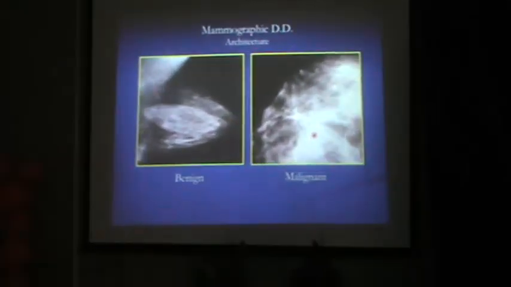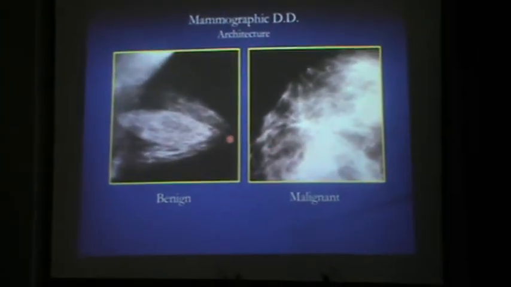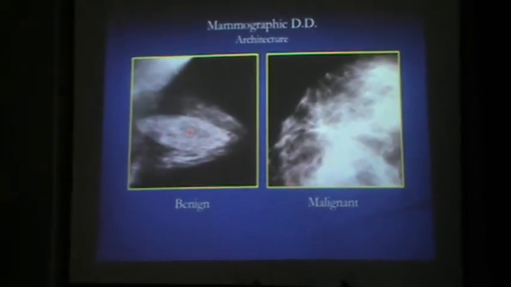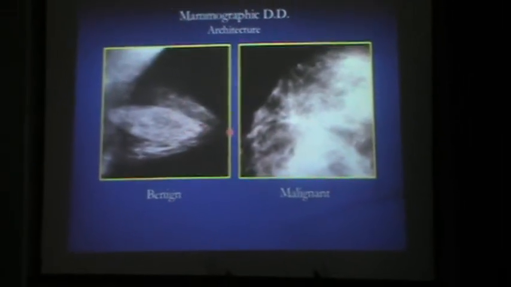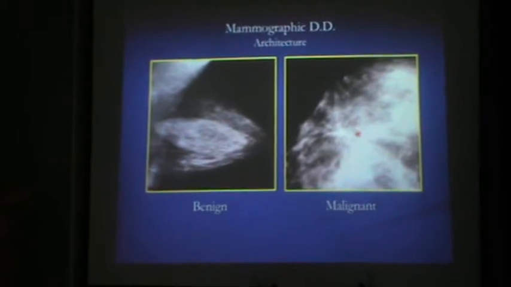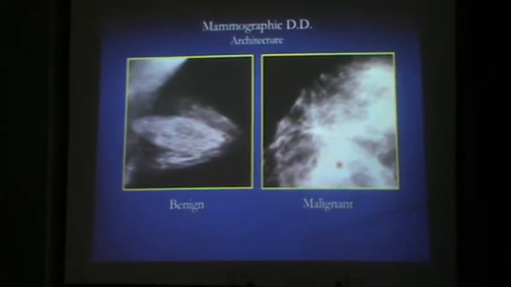Mammographic differentiation according to the architecture. This is an oval, well-defined dense mass. It is slightly denser than the breast parenchyma. This is a speculated malignant mass, which has increased density and shows distorted architecture.